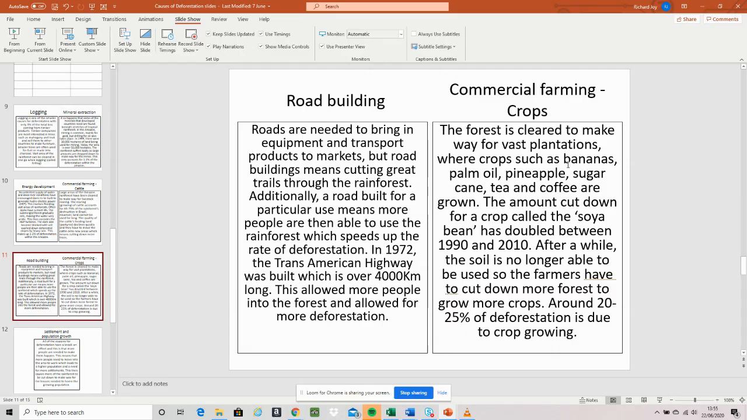If we go on to look at the crop farming as well, very similar situation. You can make way for these vast plantations, for bananas, palm oil, pineapple, sugar, and so on. But after a while, the soil is no longer able to be used. So the farmers have to cut down more forest to grow more crops. It is very short-term thinking.